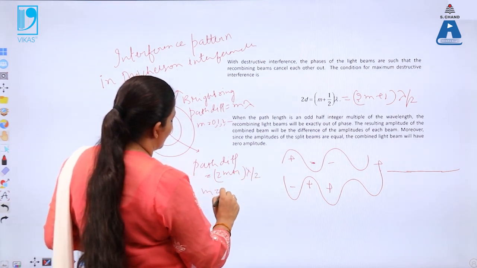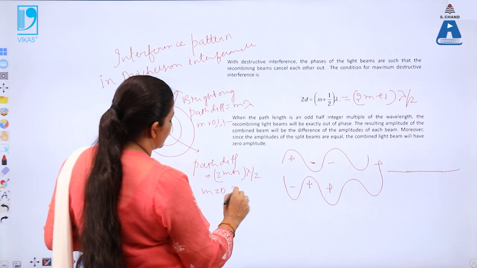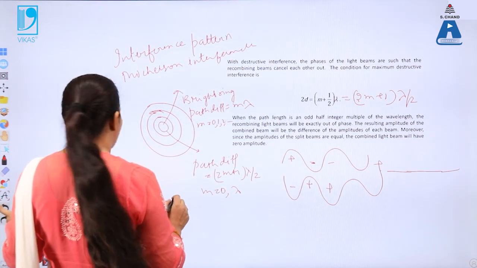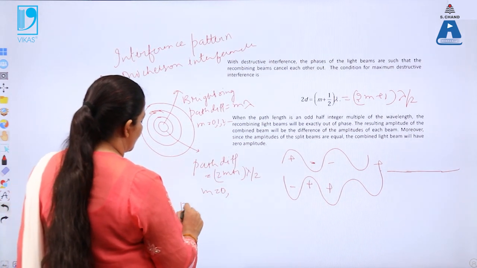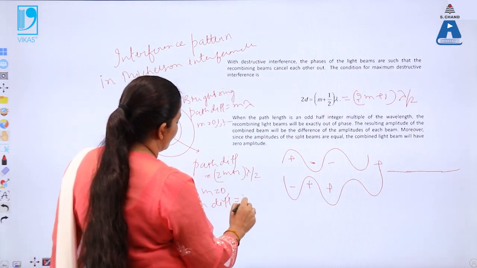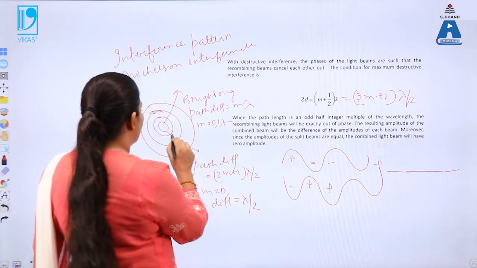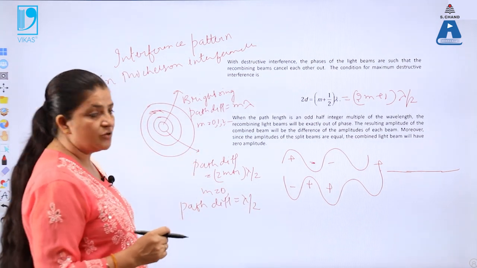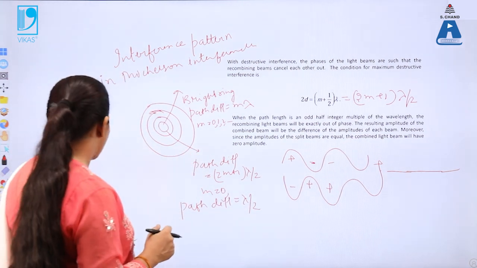So now taking m equals 0, we will get the path difference. For m equals 0, the path difference is equal to lambda by 2. So this is the condition for minima. This is a dark ring that will be formed. So this leads to destructive interference.